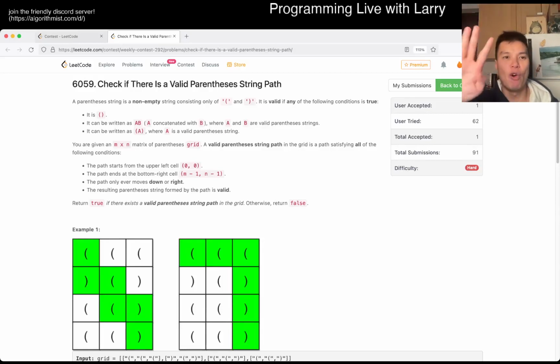This is me going with Cube 4 of the weekly contest 292. Check if there is a valid parentheses string path.